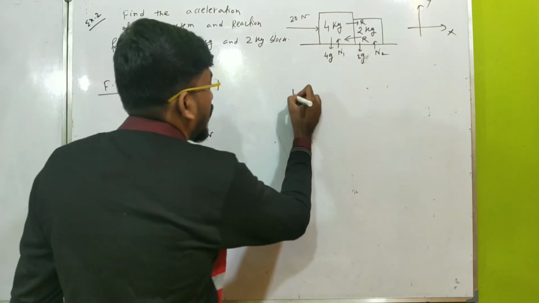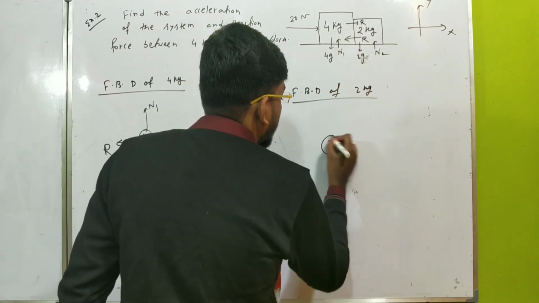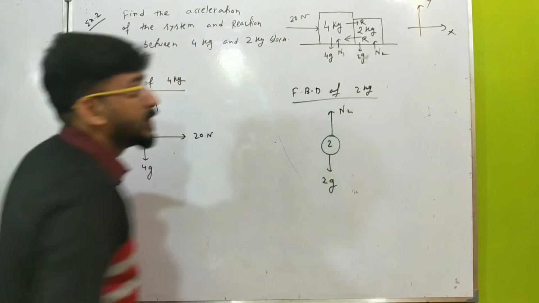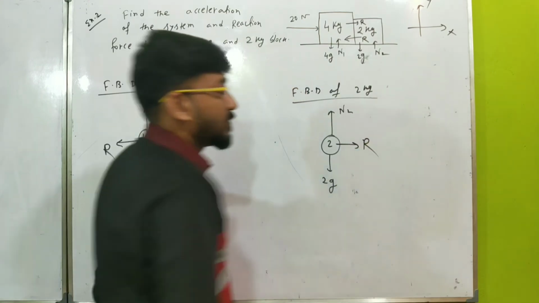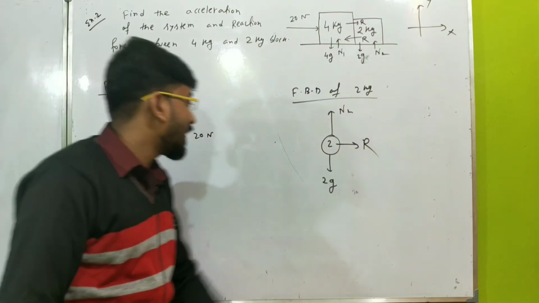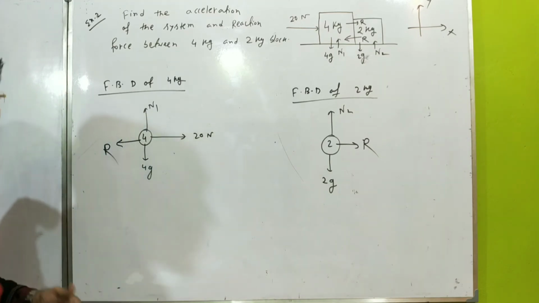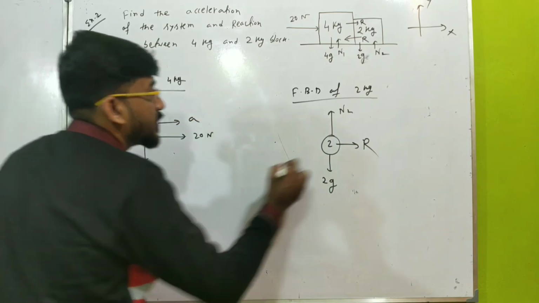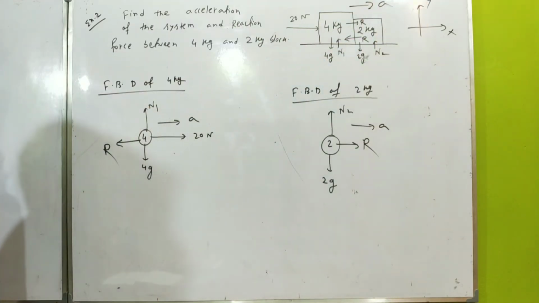But if you talk about the FBD of the 2 kg block, then you can see this 2 kg block will feel the forces 2g in the downward direction and N2 in the upward direction, and the only force along the horizontal direction is R. Along the horizontal direction for the whole system, it is R and 20 Newton. And we have to find out this R. We have to find out the acceleration. So the acceleration is along the direction of force, because the force is in this direction, so the system will be accelerated along the direction of force.